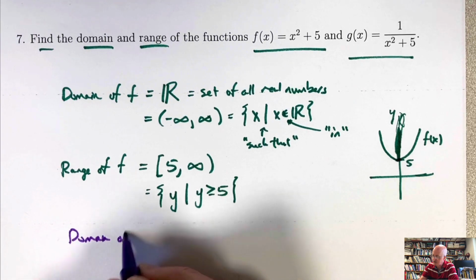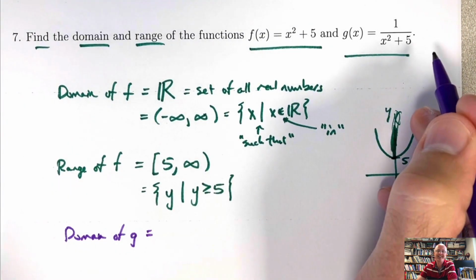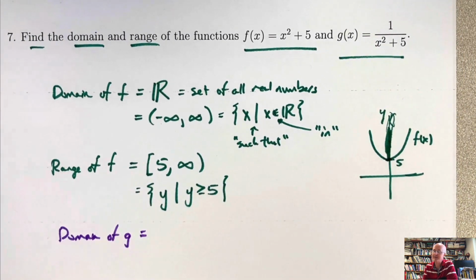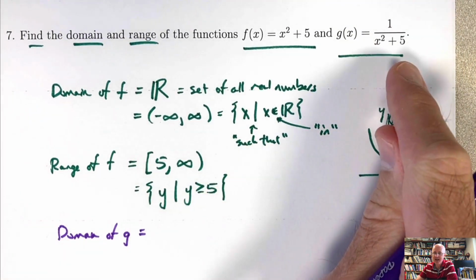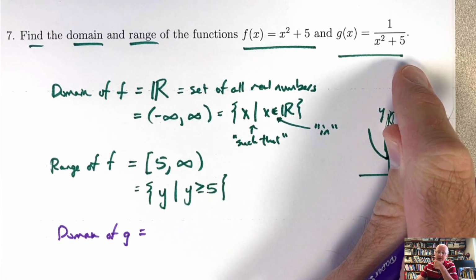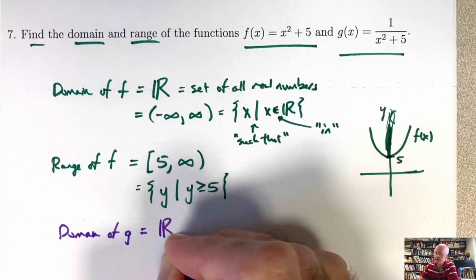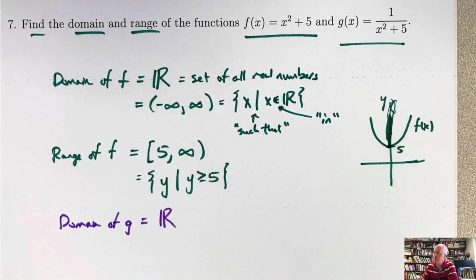Domain of g of x, or just g. Well, you'd have to be very careful sometimes about dividing by 0. However, x squared plus 5, if x is a real number, is never going to be 0. So you're never dividing by 0 here. The domain of G is also the set of all real numbers. Okay, you can plot this over the entire real number line. You're never dividing by 0.